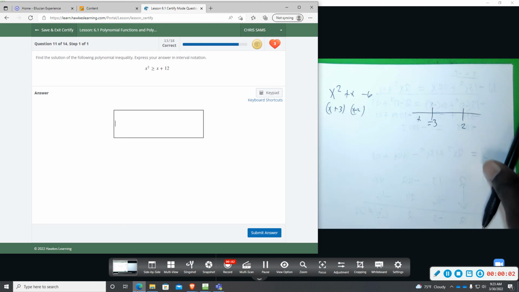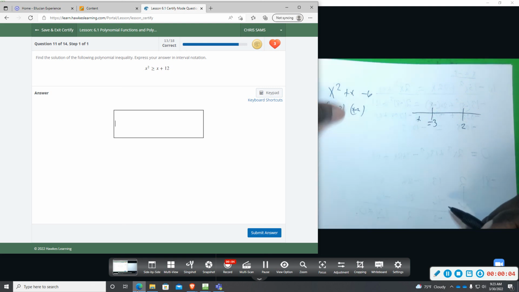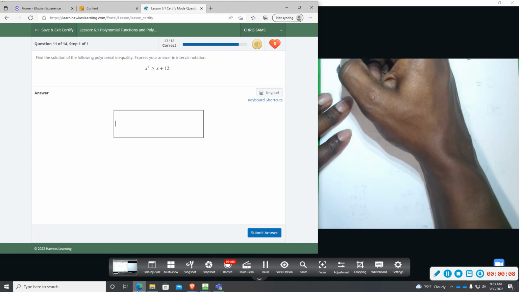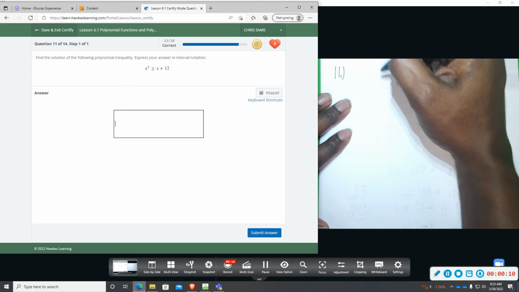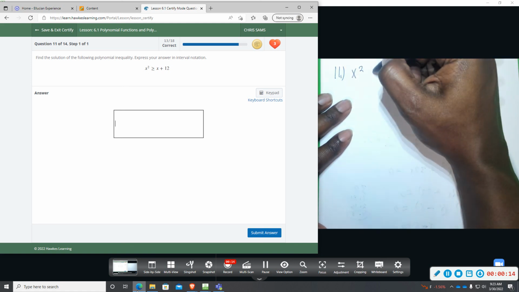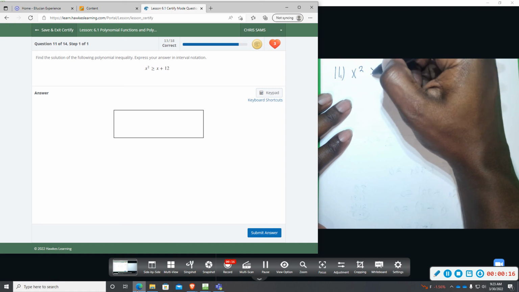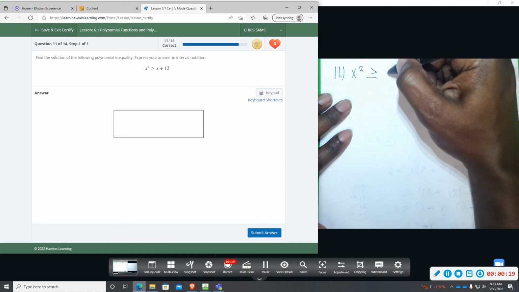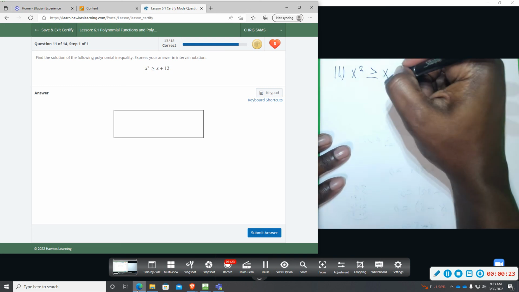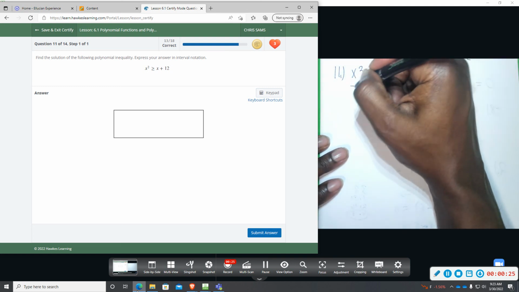All right, number 11, we have some inequalities that we want to solve. I would first start out by moving everything to the same side of the inequality. So we have x squared greater than or equal to x plus 12. So I would subtract x from both sides.